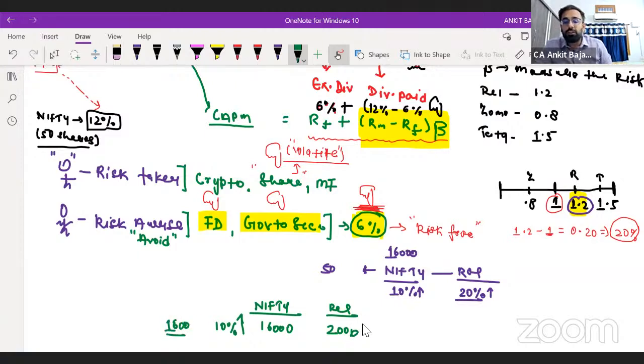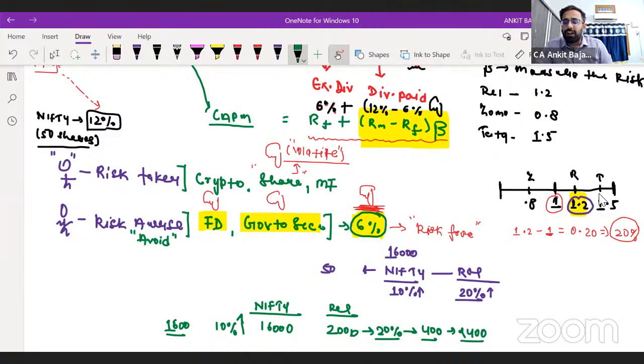Now your share value, by what amount will it go up? It will go up by 20%, and you will see an upward movement in share price, that is 400. 2000 for 20%, that is 400, right? So the new share price is going to be 2400, right?